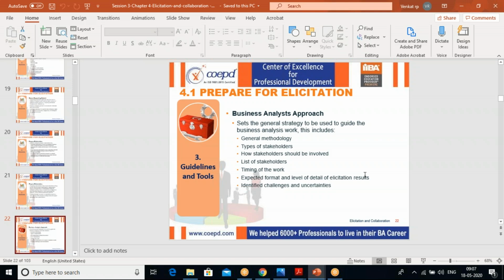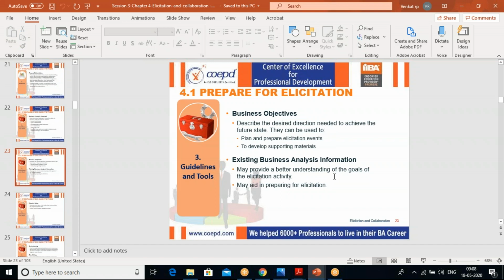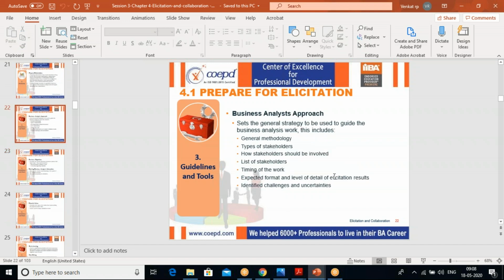And here, the guidelines. If you look into the guidelines, one is the business analysis approach. We have to look into it. Okay. Now this is one of the elements. If I'm not wrong, it has come wrong here. Okay, just let me understand. Just give me a second. I'll verify and tell you.